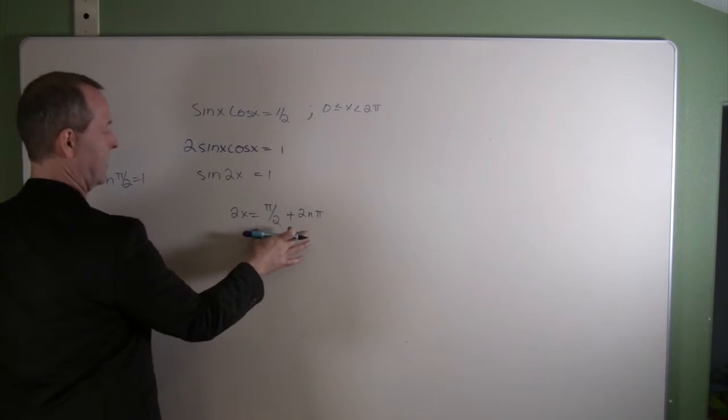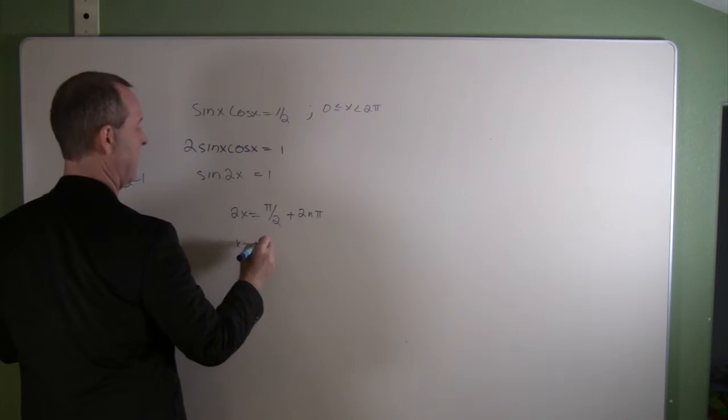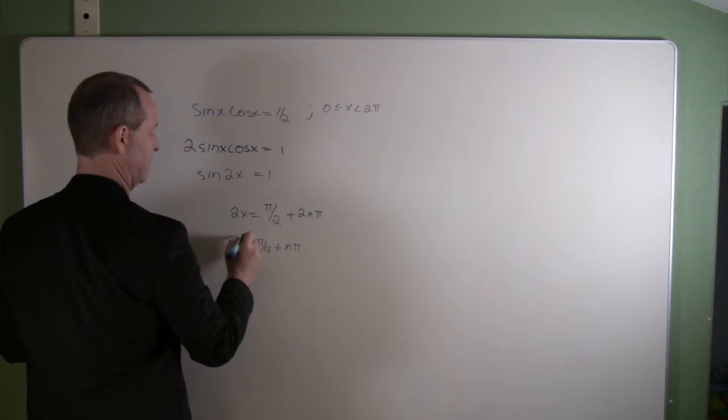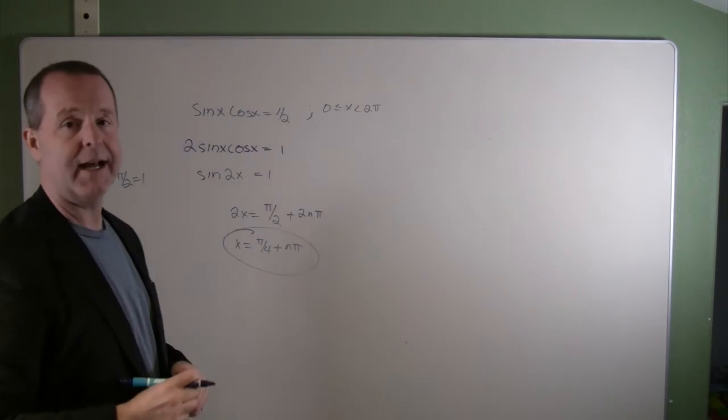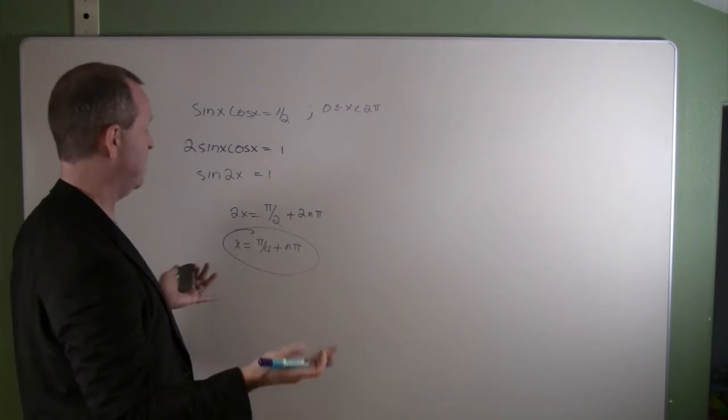So let's solve this for x. Divide both sides by 2. Yep, divide both sides by 2. That gives me pi over 4 plus n pi. So there's a model that's going to help me determine where all my solutions are. So let's check the first one.